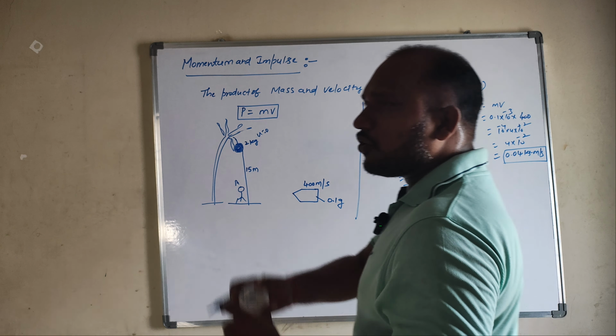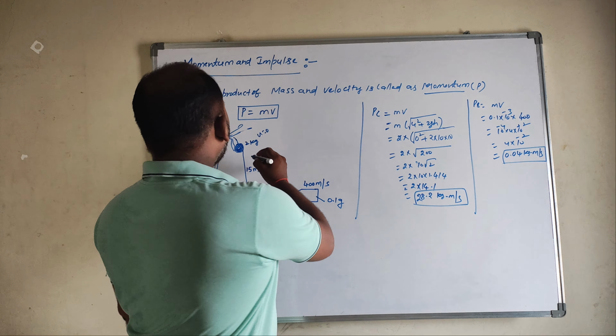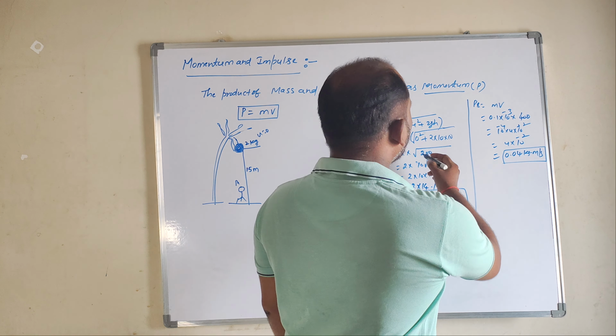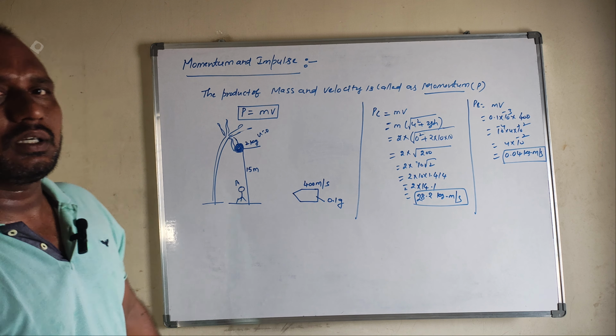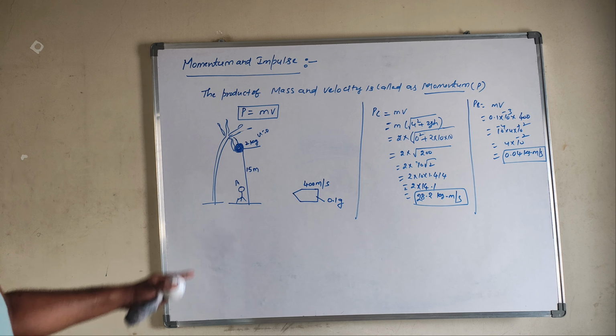So the momentum of the coconut is more. When it hits me like this, I have to suffer a lot compared to a bullet. Suppose a bullet is hitting me, it is not that much of a danger. Whereas the coconut, with a weight of 2 kg and a velocity of root of 200, falling onto people gives more impact. I hope you understood. So finally, the product of mass and velocity is called momentum.